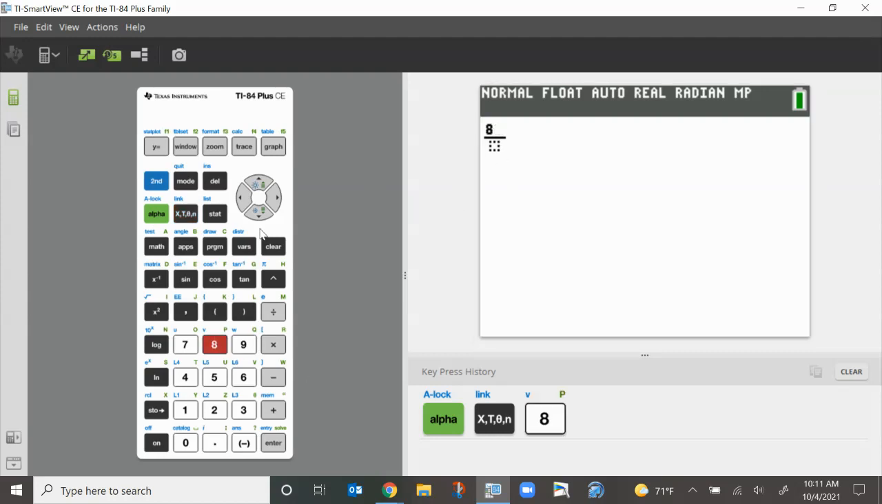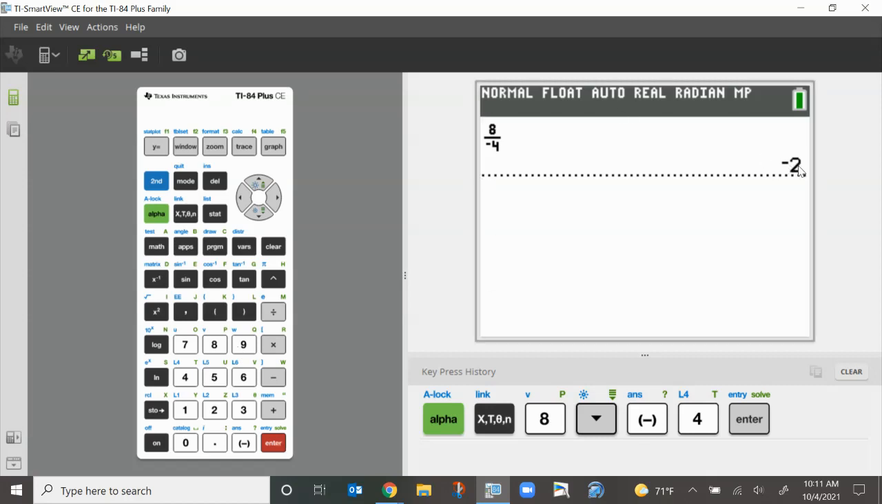Then we're going to type 8, and you have to use the arrows to change to the different parts of the fraction. -4. Remember, the negative button is down by the enter button. Don't use the minus button. Rather, we need to use the negative button when we're indicating a negative. Then hit enter, and you'll see it simplified it for you.